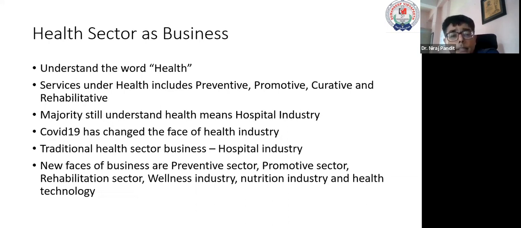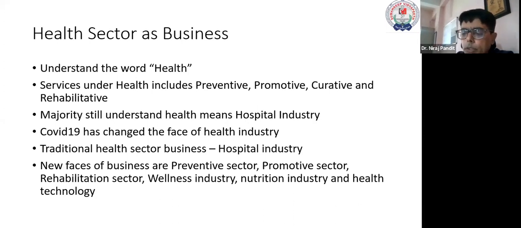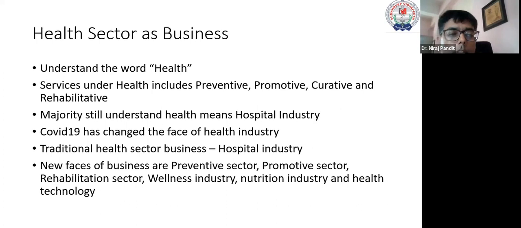Health sector as a business. Now with this background, we would like to understand the health sector. Before going into the health sector, you need to understand what is health. You must have heard the definition of health given by the WHO. Health is a state of physical, mental, social well-being, not merely absence of disease or infirmity.